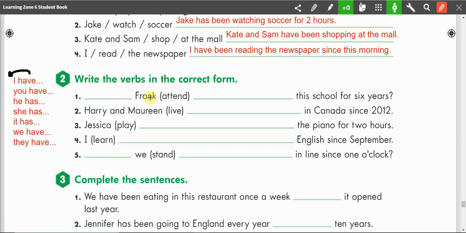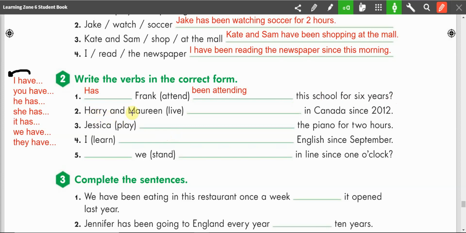So this one is Frank. Frank is a he, so it's has. So has Frank, and then you keep going with the same. Been attending this school for 6 years. Has Frank been attending this school for 6 years? There you go. It's just like that.